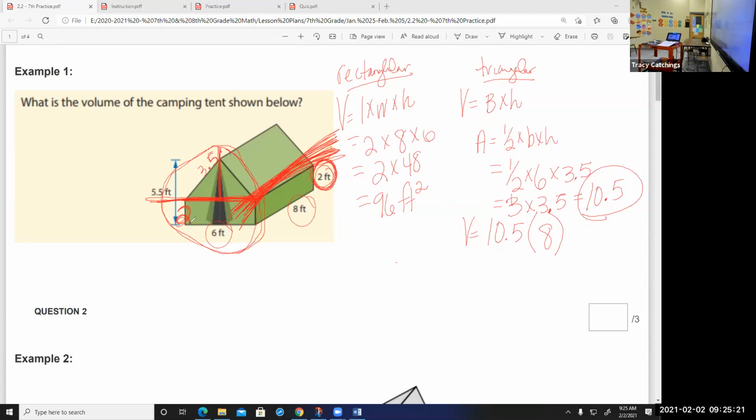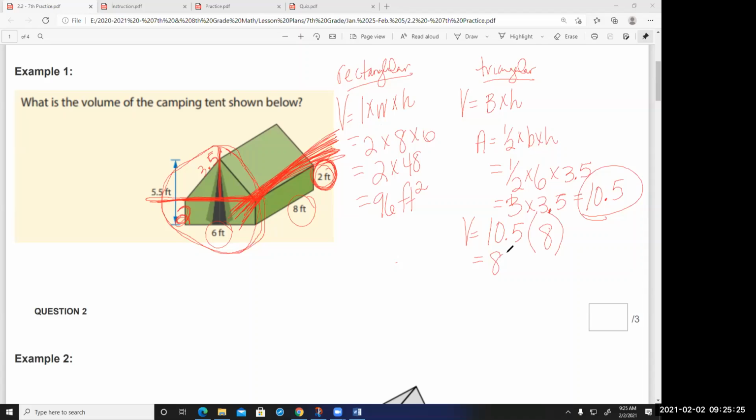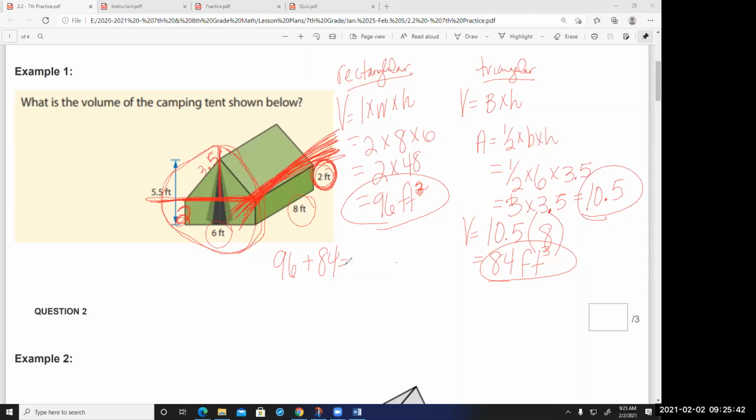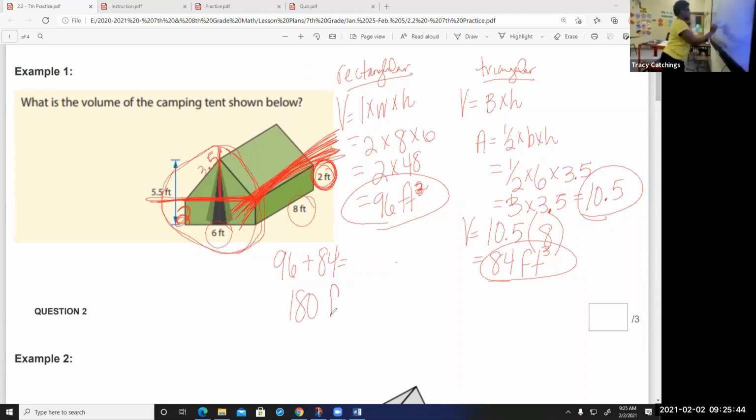So somebody multiply out 10 and a half and 8. 84. All right, so now that we have both, add them together. $180. Don't forget our units.